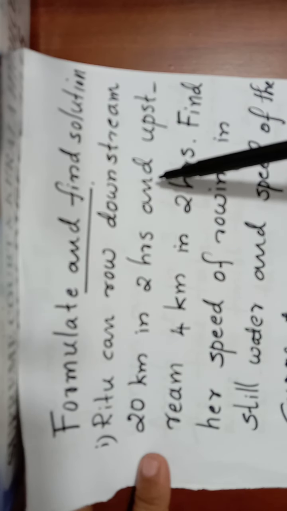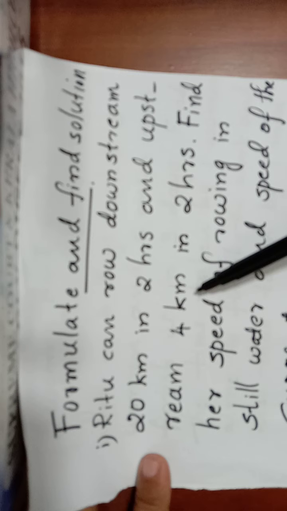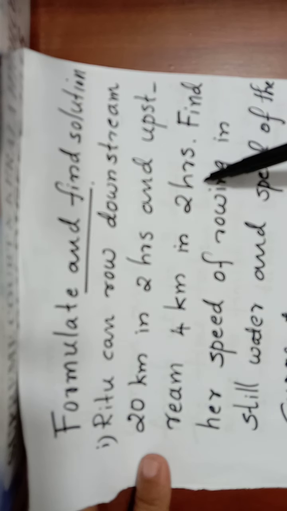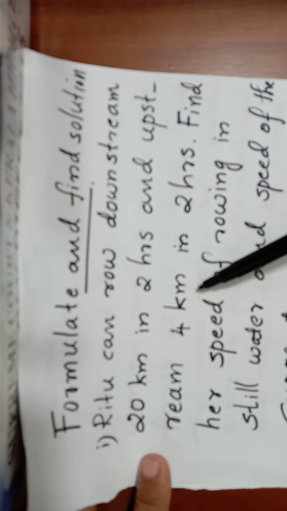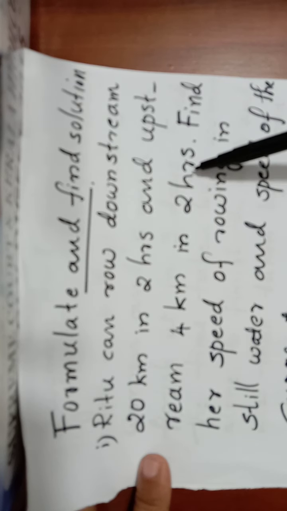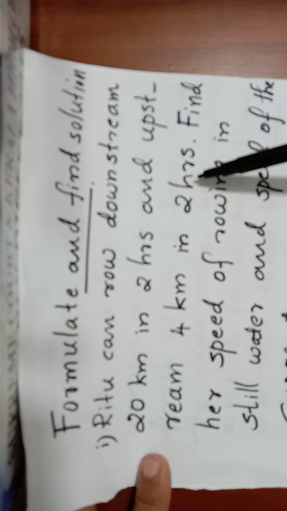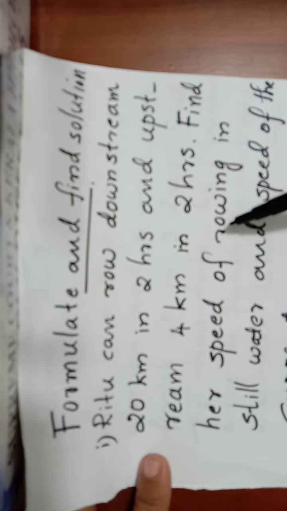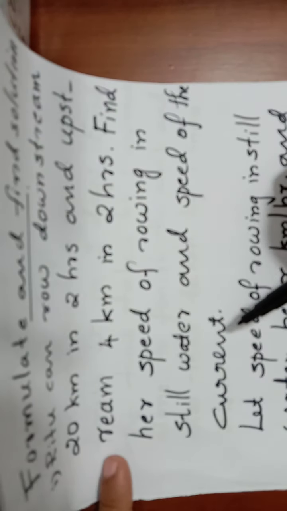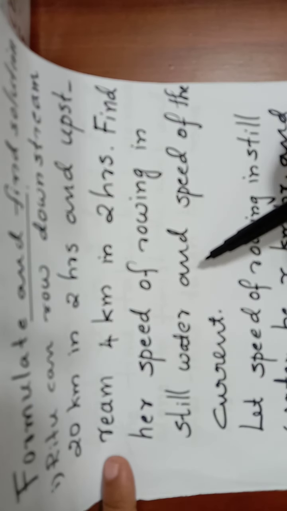And the second condition is she is moving upstream 4 km in 2 hours. It is a slow movement actually, upstream movement, moving against the flow of water. Find her speed of rowing in still water. We do not know, let it be x. Let the speed of rowing in still water be x km/h, and let the speed of the current be y km/h. That is how we have to start our question.